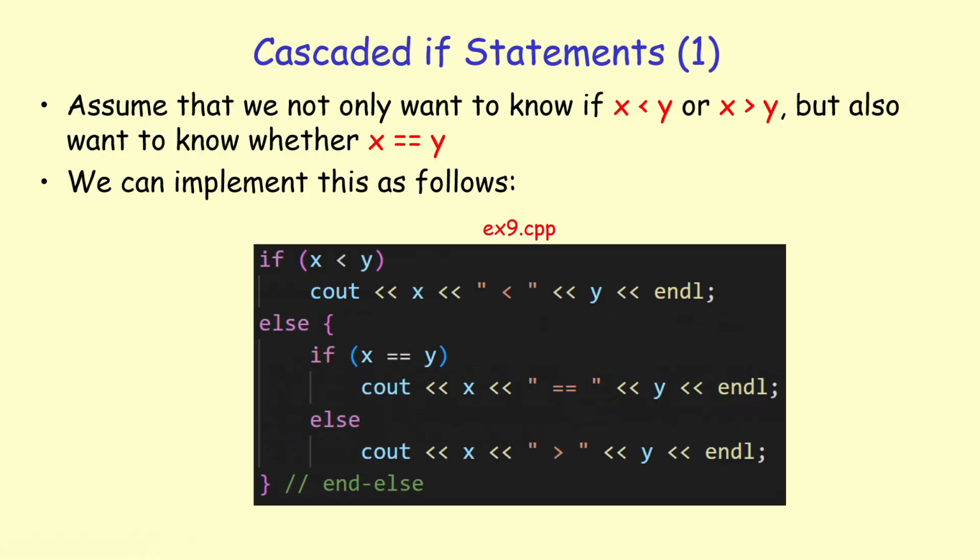Assume that we want to write a program where we not only want to know if x is less than y or x is greater than y, but we also want to know whether x is equal to y. We can implement this code as follows. So the first thing is we compare if x is less than y. If that's the case, we print yes, x is less than y. Otherwise, if we come to the else part, x is either greater than y, or x is equal to y. I don't know which one it is. So I have to write another if statement. So what I do is, if x is equal to y, in the else part, then I'm printing they are equal to each other. Otherwise, x must be greater than y.